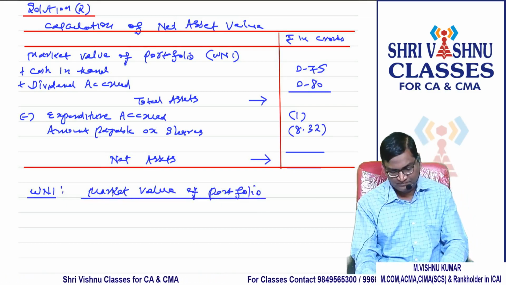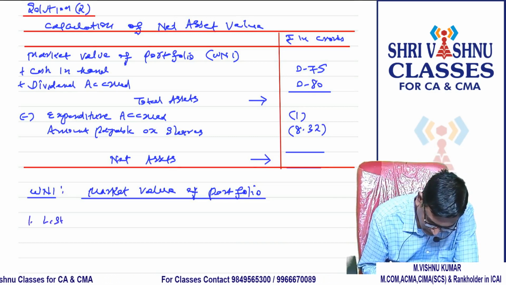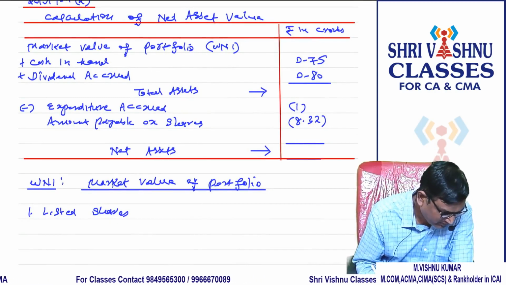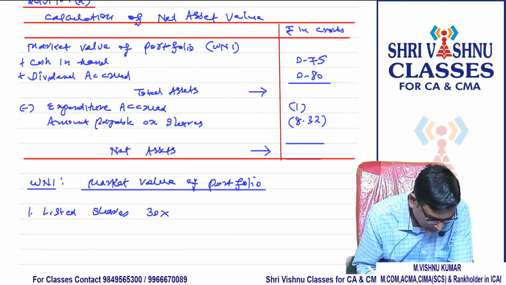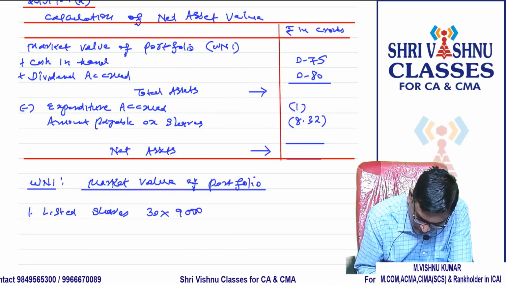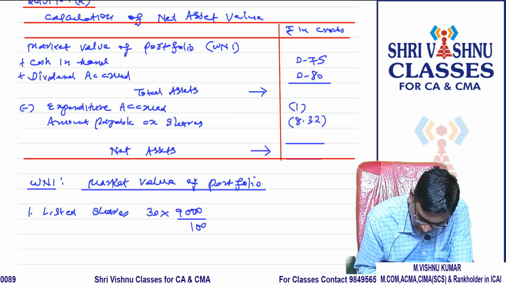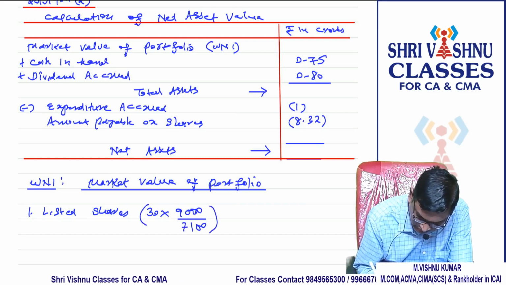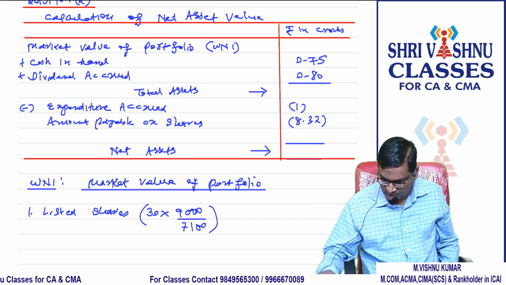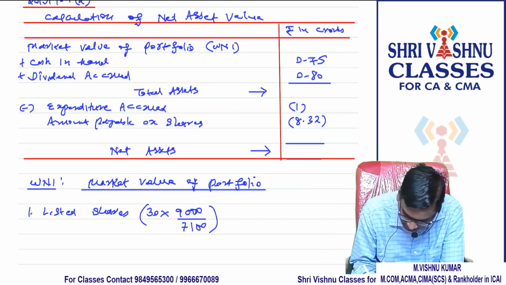Market value of portfolio, first listed shares. Listed shares 30 given. Present index is 9,000, and when this was purchased, 7,100. So according to this, we have to change the value. So 338.028.